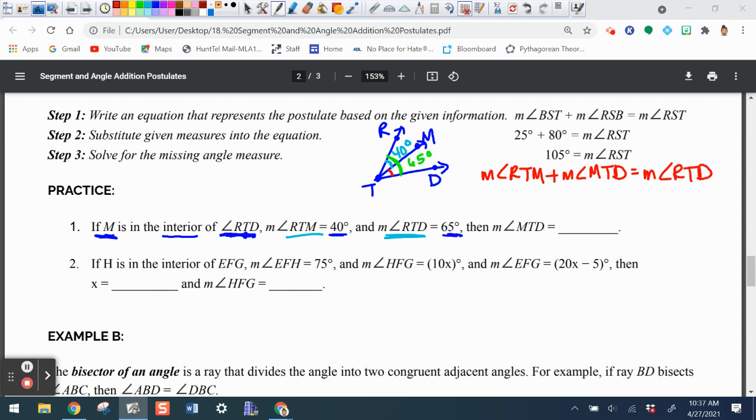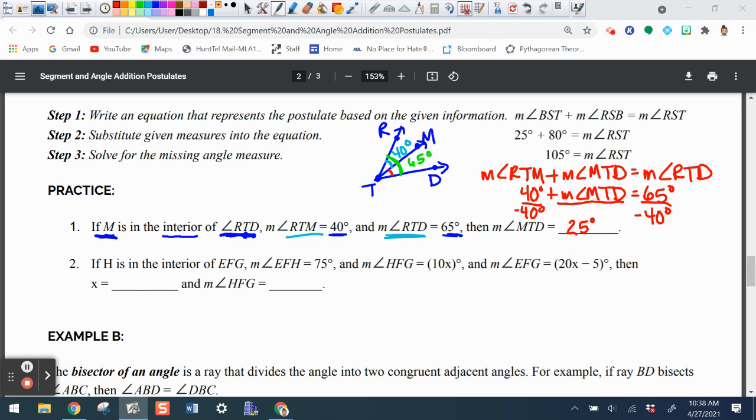So I'm going to replace our equation with known values. RTM is 40 degrees. We don't know the measure of angle MTD. That's what we're looking for. And the measure of angle RTD is 65 degrees. So what plus 40 degrees is 65? Well, you probably did this math in your head, but again, we write these formal equations to show the work, especially when we get into algebra like we see on item 2. So we'll subtract 40 degrees from both sides to find the measure of angle MTD. And 65 minus 40 degrees is none other than 25 degrees.